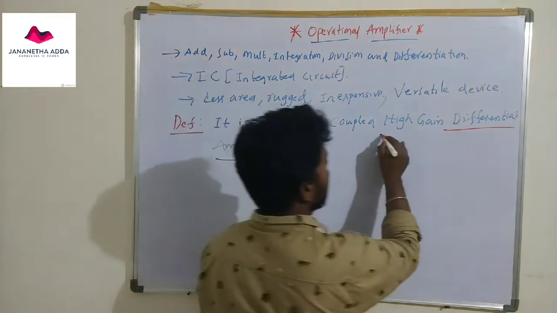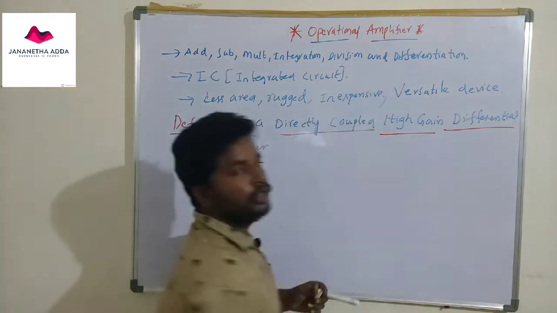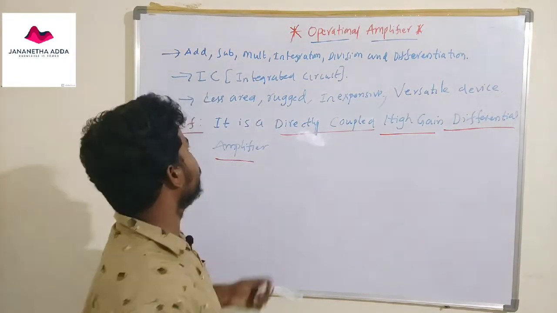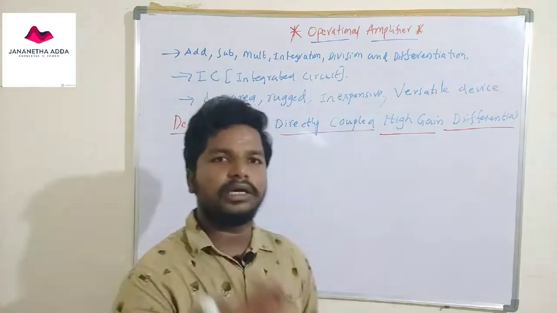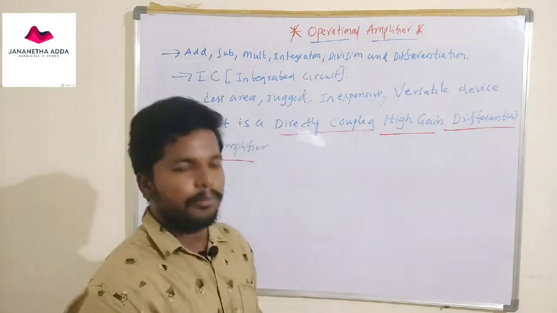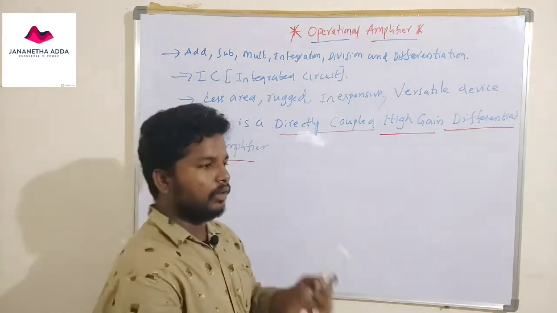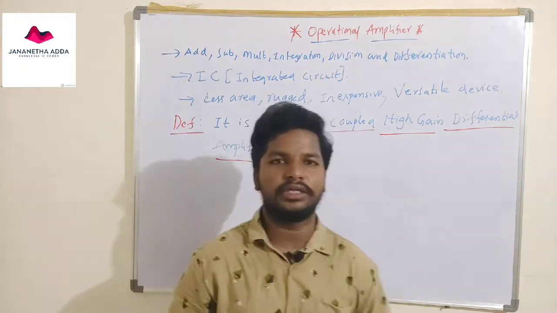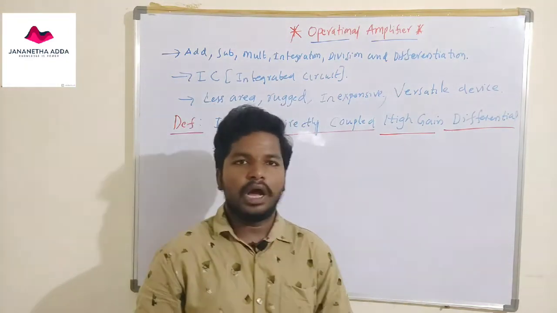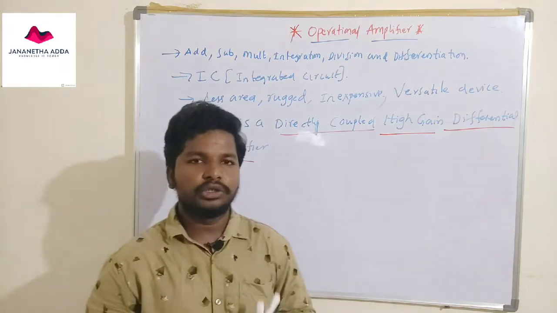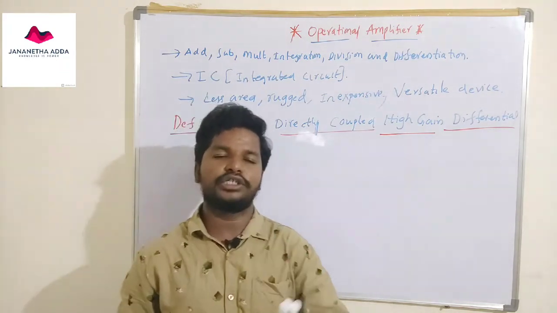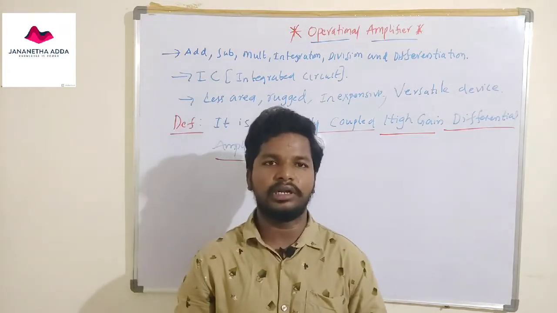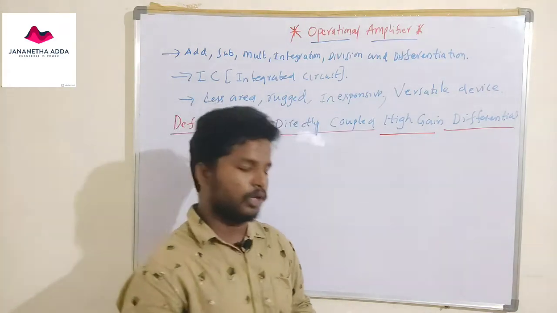It also has high gain and it is directly coupled. What coupling methods are available in an electronic circuit, we will also discuss in the next videos. So it is a directly coupled high gain differential amplifier. Till now we have not discussed transistors and diodes, so we will represent our operational amplifier as a black box so that we can analyze it. As lectures go on, we will discuss each and every internal circuit element of the black box also.